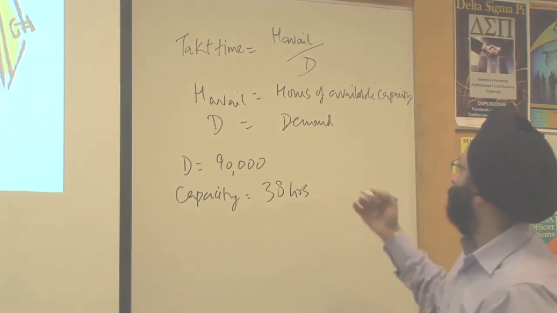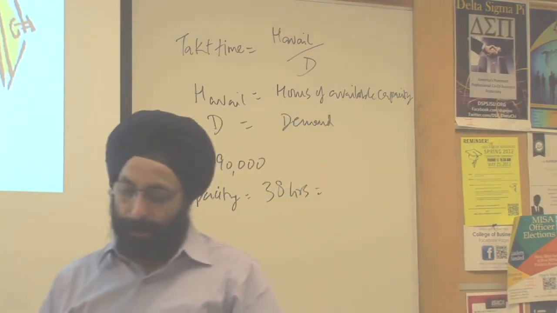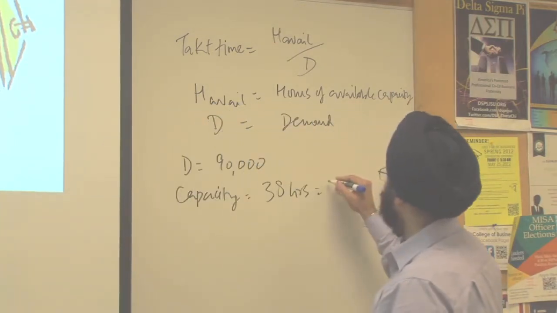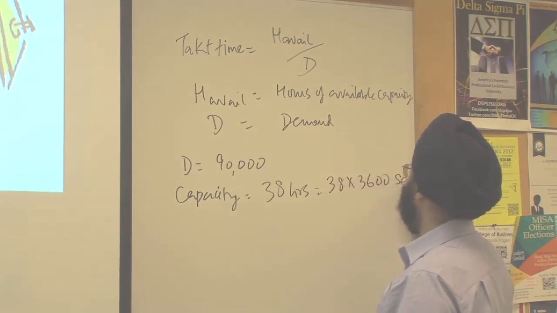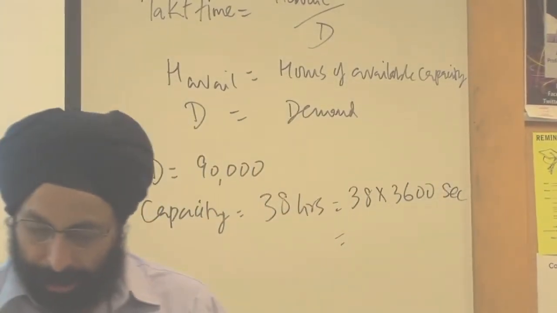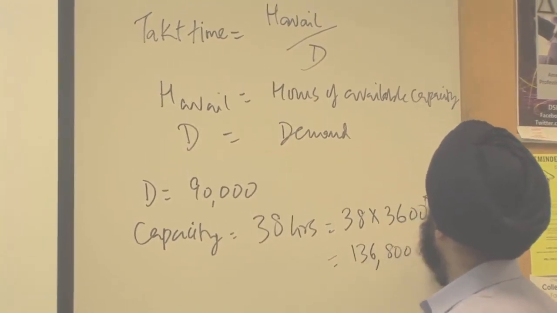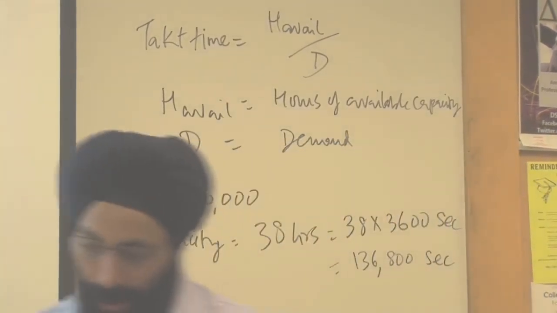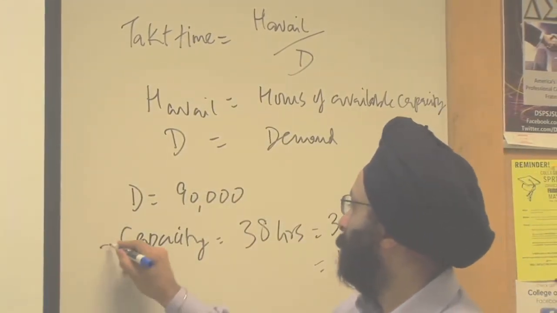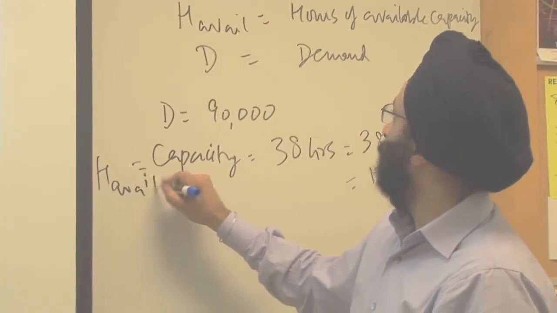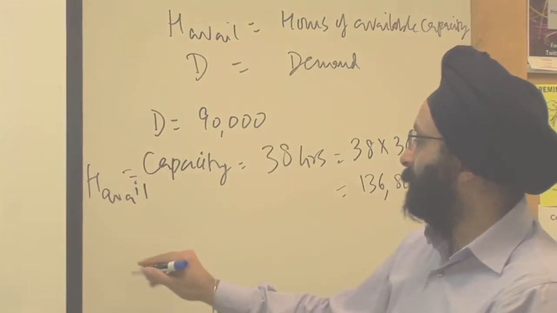in this case altogether of available capacity. If you try to calculate that in seconds, you have to multiply this by 3,600, which, if my calculations are correct, gives 136,800 seconds. So this is your available capacity, but this is in seconds.